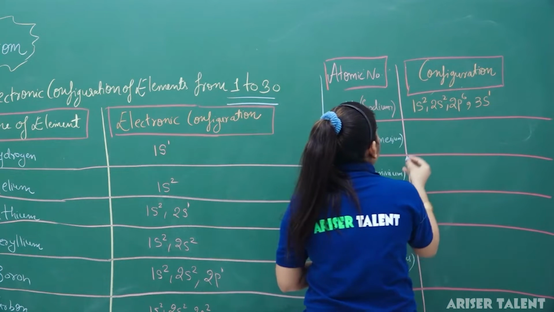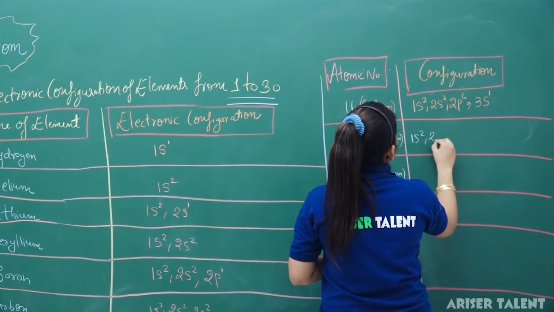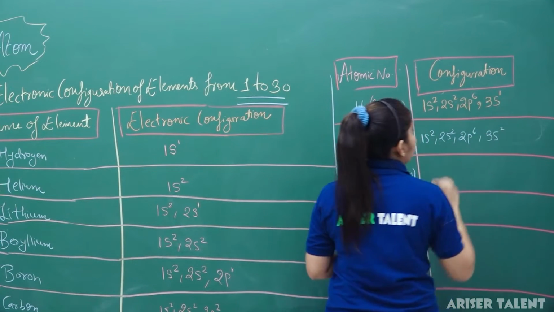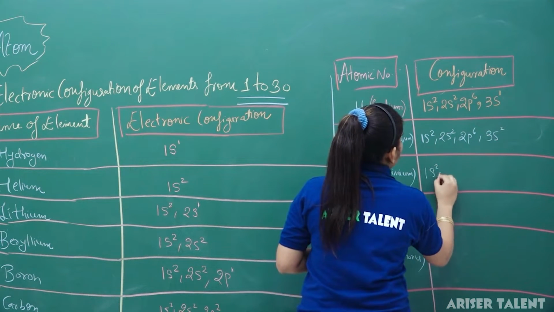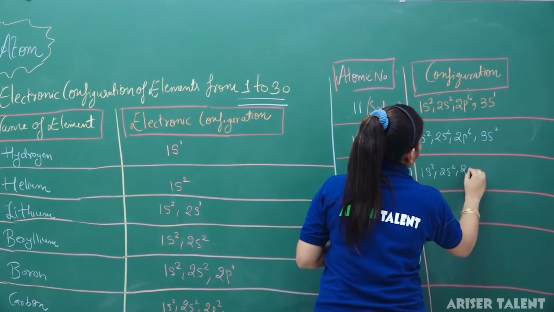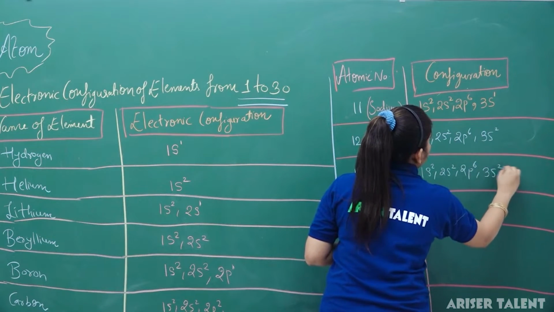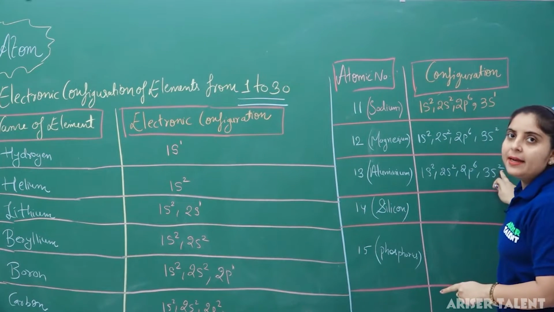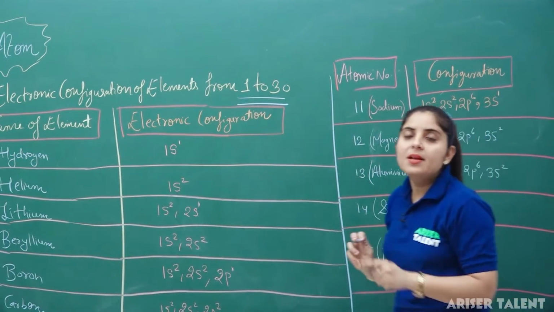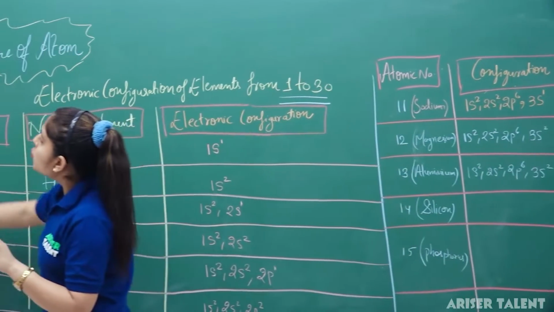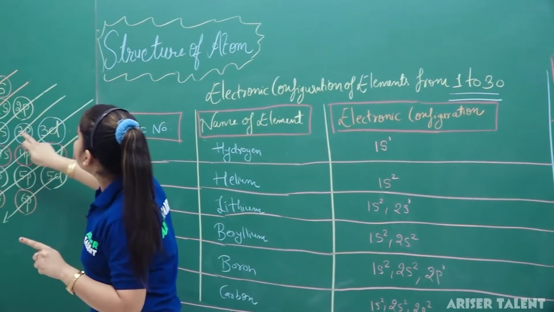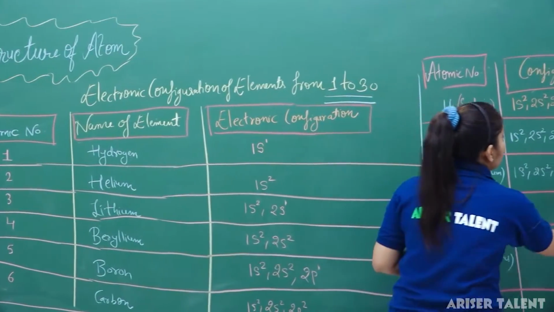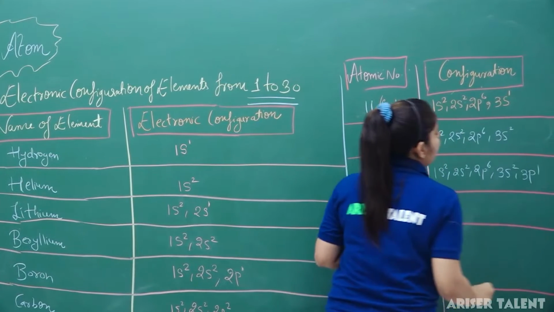Similarly for magnesium we can write 1s2, 2s2, 2p6 and 3s2. Now see here, for aluminium we have 6 plus 2 is 8, 8 plus 2 is 10 and 10 plus 2 is 12. We are left with the 1 electron. So after 2p and 3s we will fill the orbital, that is 3p. So 1s2, 2s2, 2p6, 3s2 and 3p1.